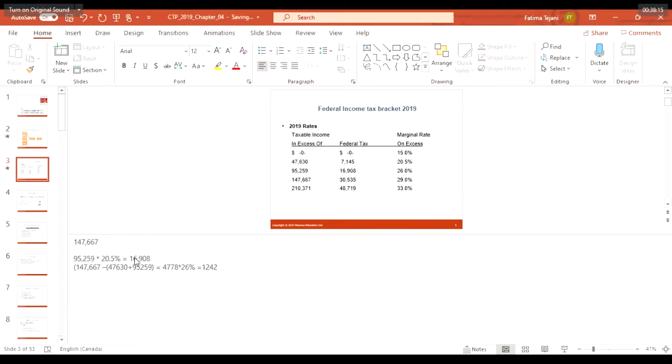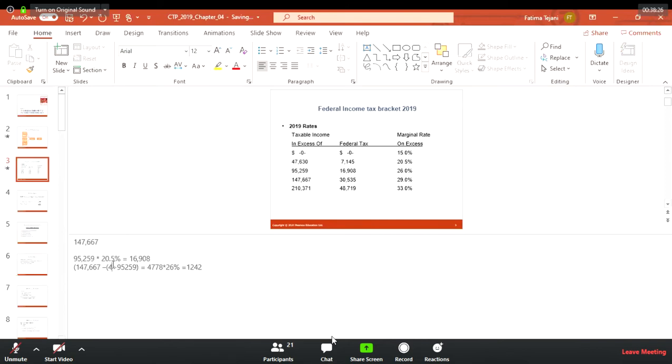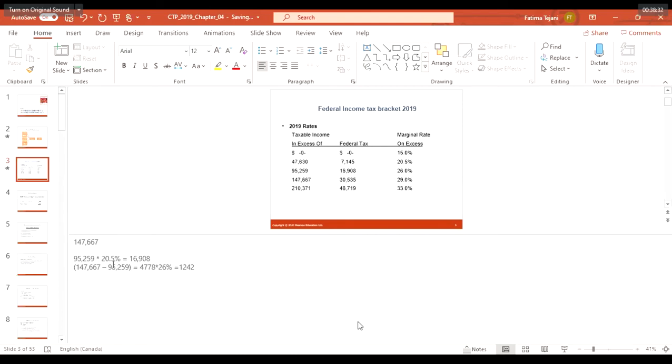You don't have to take this. Even I get confused. See, up until 95,000, anyways, you get this. This is calculated using the previous one, right? Yes, what I did is the 95,259. Yes, you are correct. Maybe I got lost. See, it's so confusing at times, right? So you just have the balancing amount: 147,667 minus 95,259, so 52,408. And what is the percentage? 26. Yes.